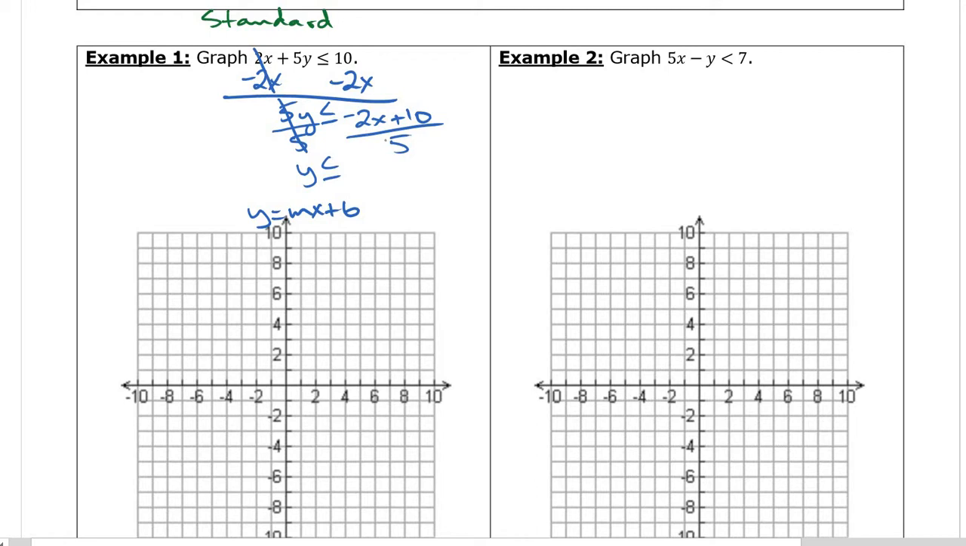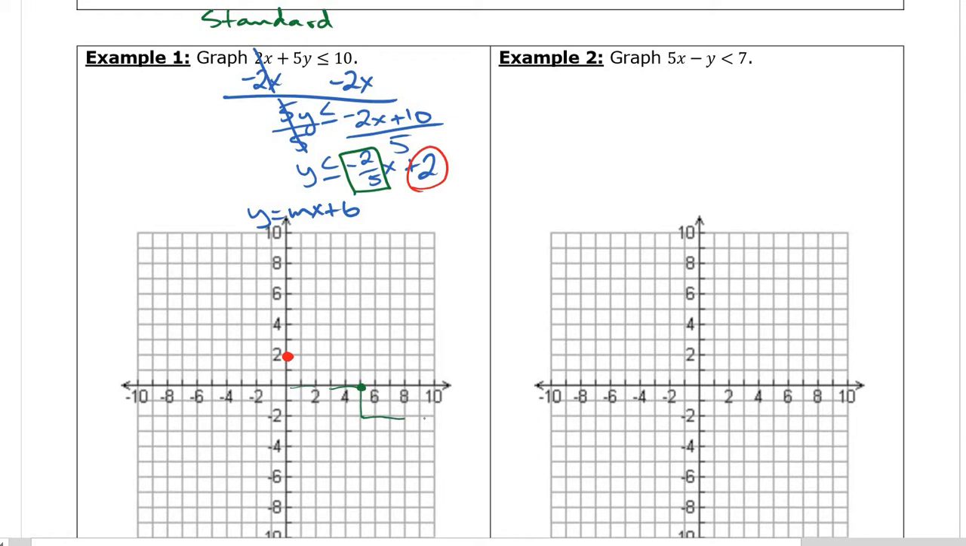2 does not divide by 5 evenly, so we just leave it. Negative 2 over 5x. 10 does divide by 5 evenly, so that's plus 2. So now we identify our y-intercept is 2. Put a dot on your y-axis. The slope is negative 2 over 5, so that's down 2 over 5.